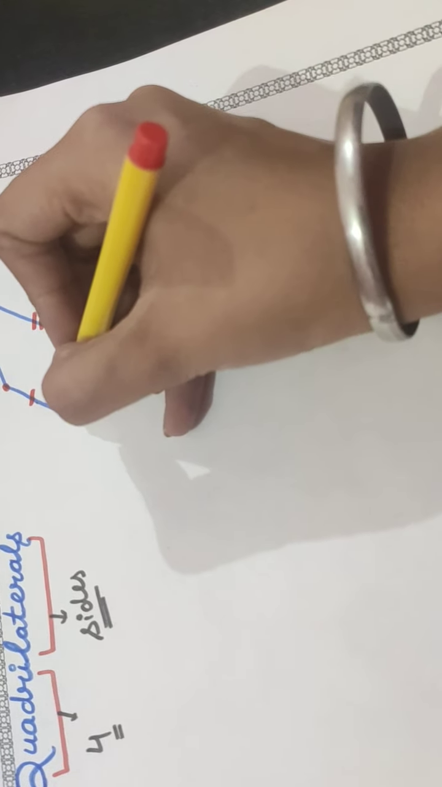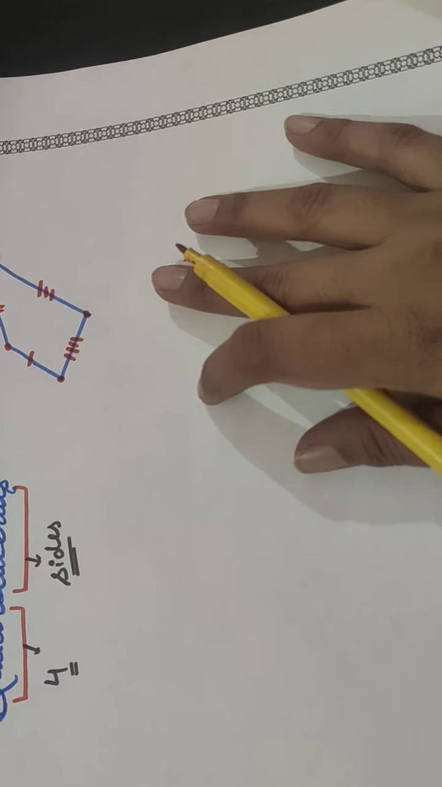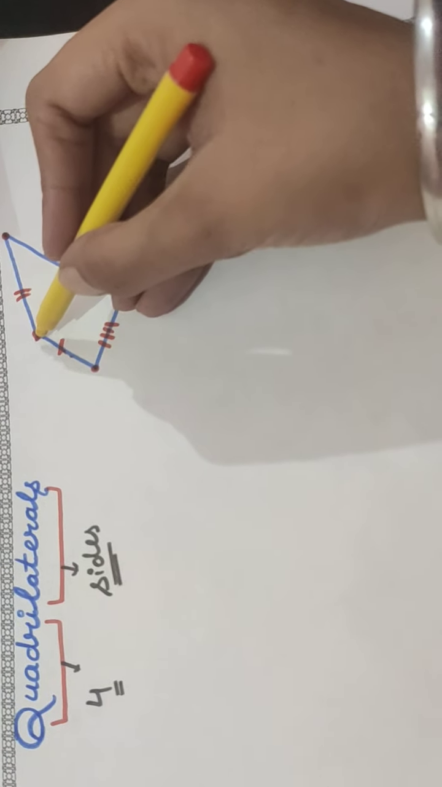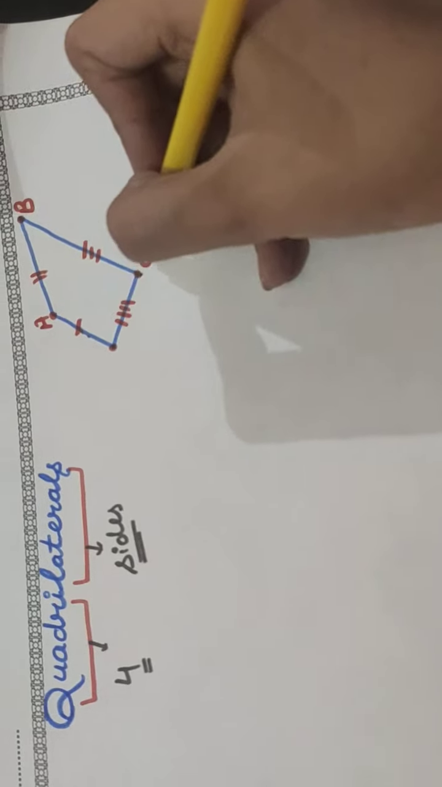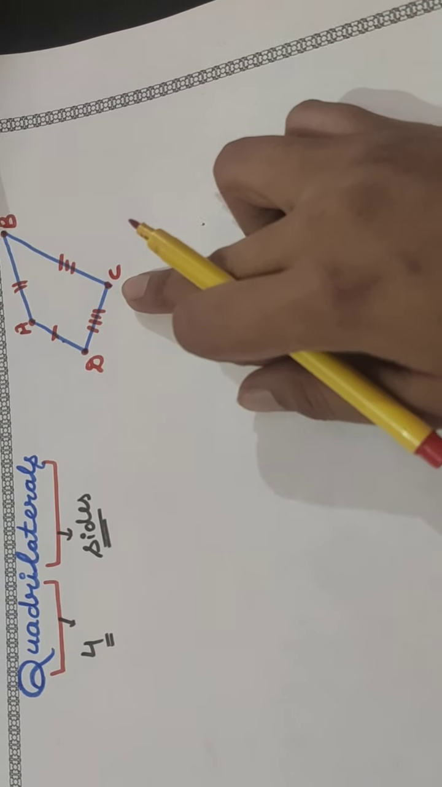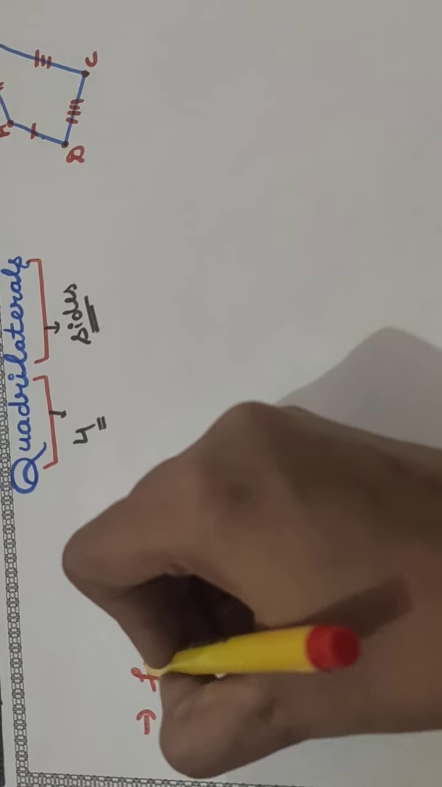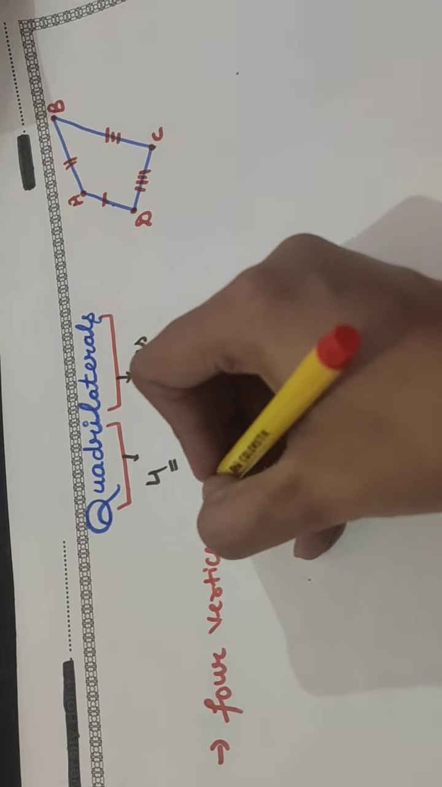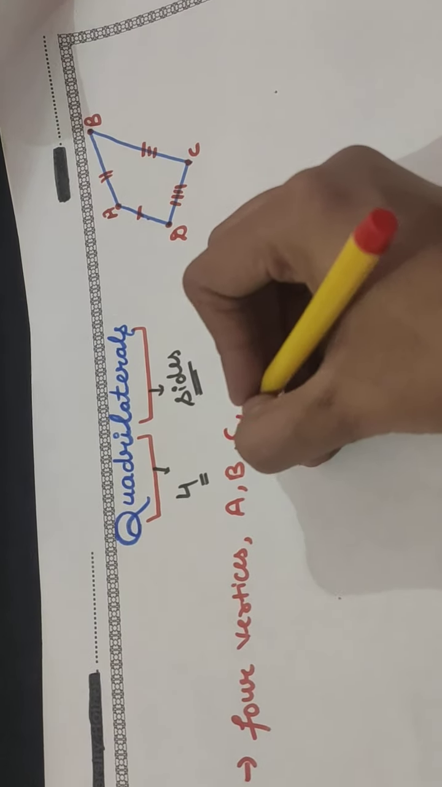Now the question arises, what are these points? These are the points which are known as the vertices, and vertices are those points at which two sides meet. जहाँ पर दो sides meet करेंगे, that point is known as the vertices. Now let's name them. Suppose A, B, C, D. So ABCD is a quadrilateral with four vertices whose names are A, B, C and D.